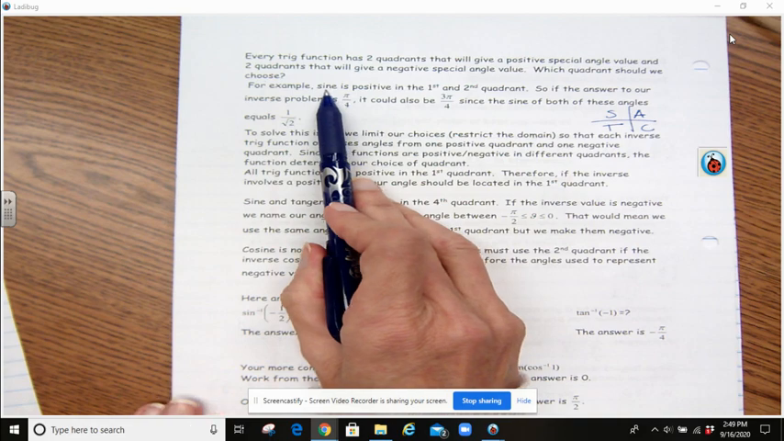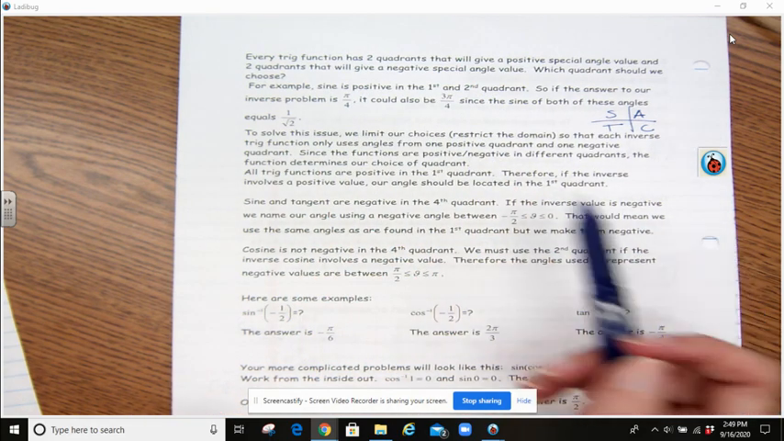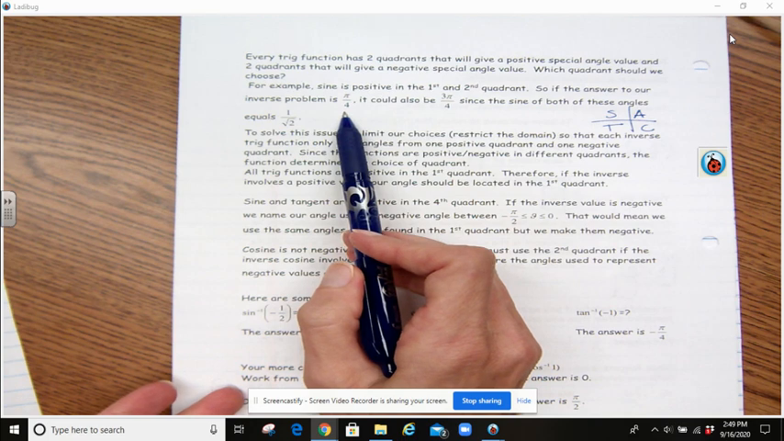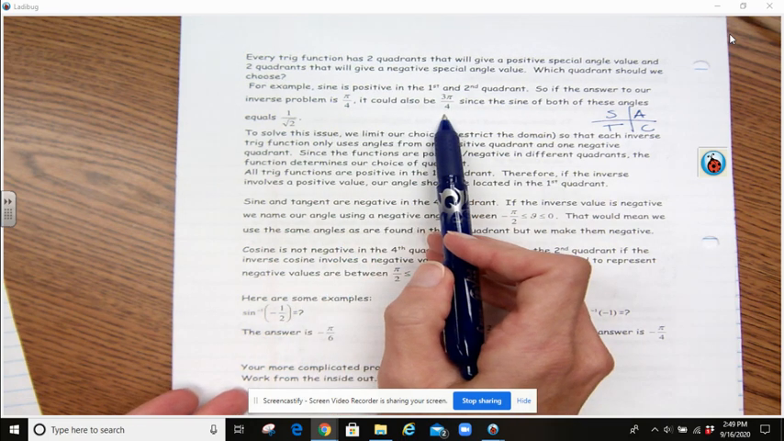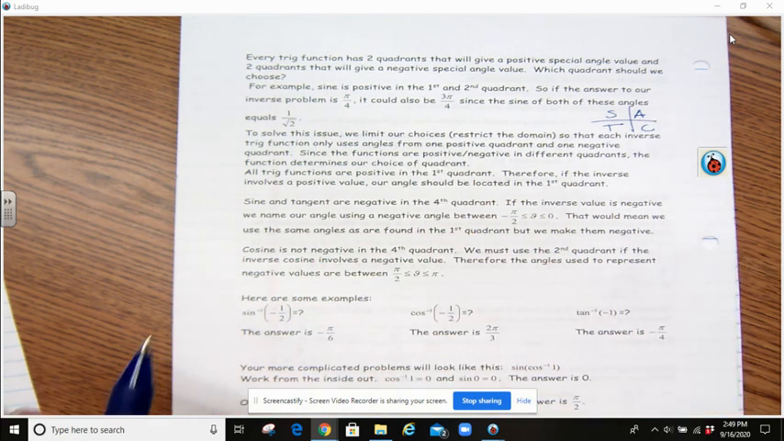So if sine is positive in the first and the second, well, how do we know if our answer should be pi over 4 from the first quadrant or 3 pi over 4 from the second quadrant to give us a sine value of 1 over square root of 2? So these are where the restricted domains come in. Okay, and so you just have to memorize those. Again, next class will go into more detail as to why they're restricted that way.